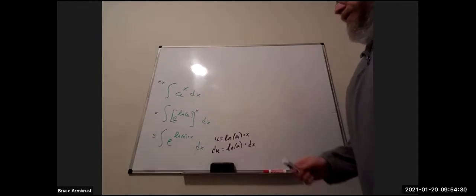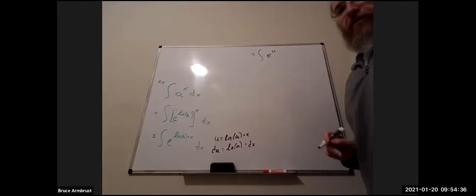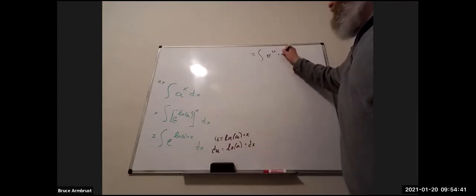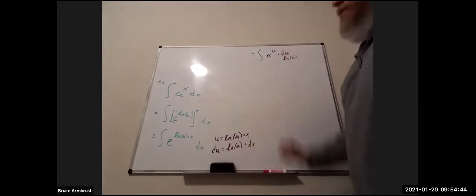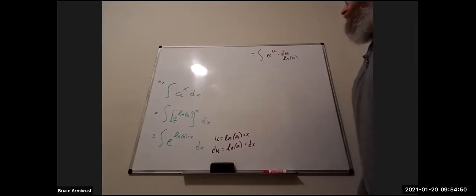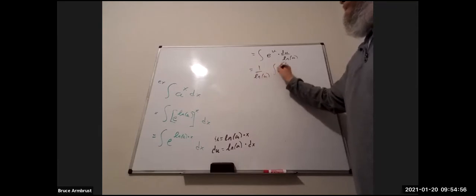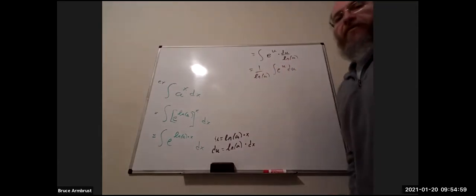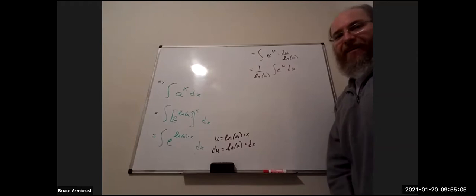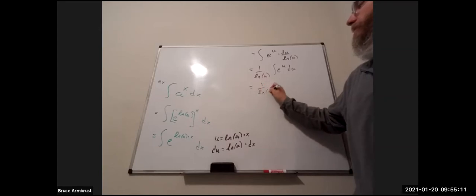All right, so I'm going to replace things. That turns this into an integral of e to the u. And then the dx, if I replace that, is du over the natural log of a. Right, just divide by the natural log of a. Now that natural log of a is a constant, so I can pull that out front. And if you look at what's left in my integral, not only is it nice, it's really nice. It's just e to the u. So we know that its integral is just e to the u.